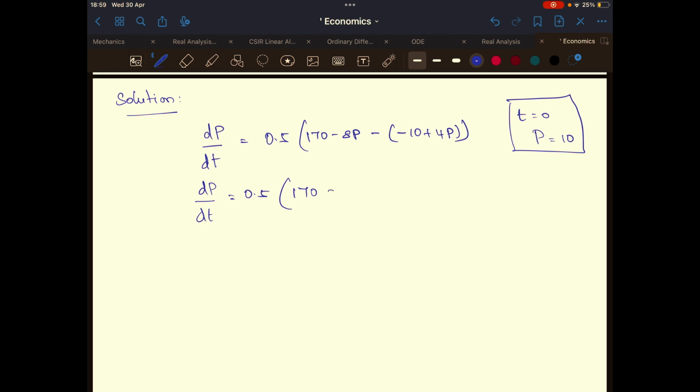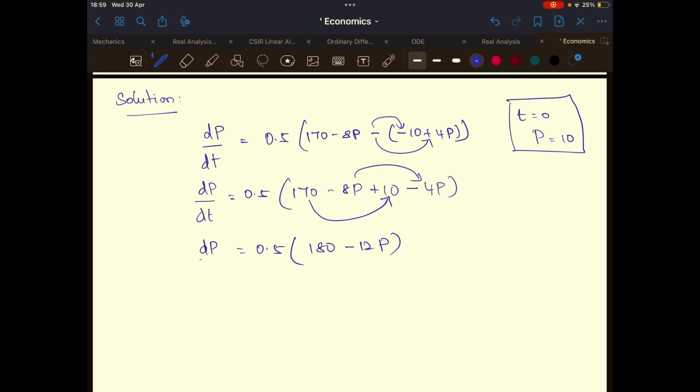Now open the bracket, minus into minus plus 10, minus into plus minus 4p. Okay, equal to 0.5 into 170 plus 10 is 180. Minus 8 minus 4 is minus 12. Signs are same, so you have to add. So this is 0.5. When it goes inside, it reduces everything by half. So 90 minus 6p. Am I right? So dp by dt is equal to 90 minus 6p.